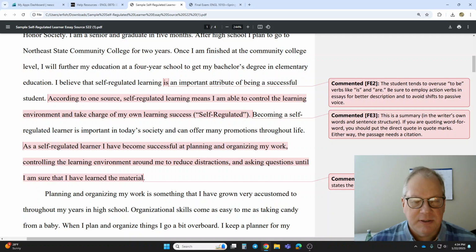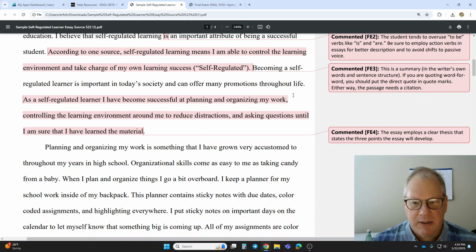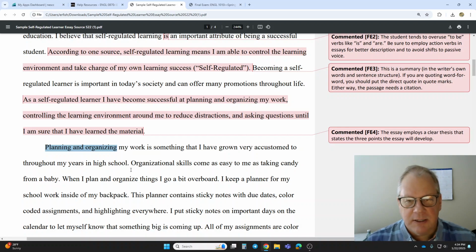Good, clear thesis. If you're going to mix it up a bit and say I'm successful at a couple of these, but I need to work on another one, just go that way. But you want to kind of tell us what your essay is going to be about in that one sentence. And make sure you give your profile points in the order you're going to discuss them in the essay. So here we've got planning and organizing my work, and you can see right away in the second paragraph, she's going to start talking about planning and organizing her work.